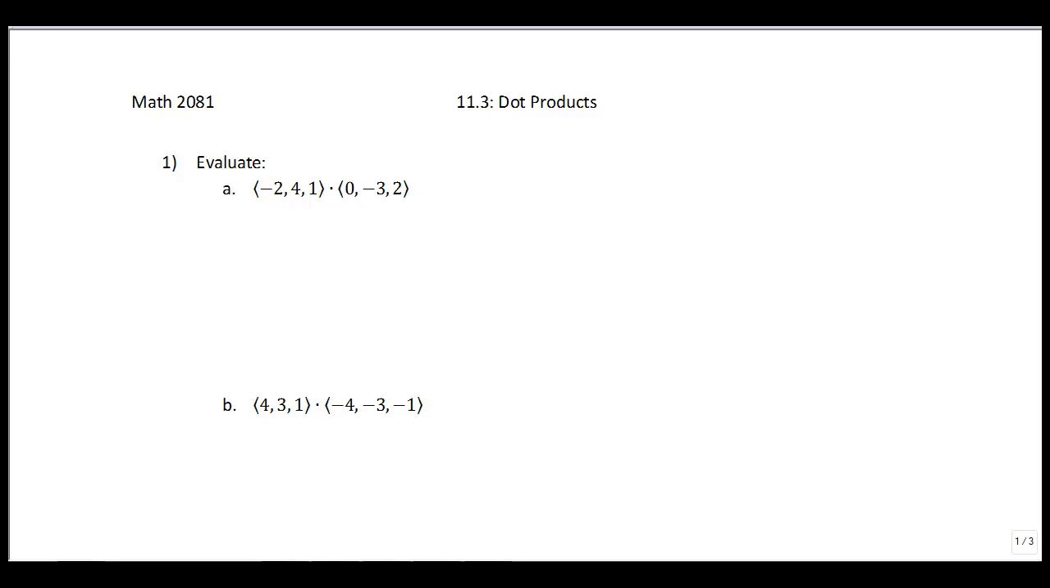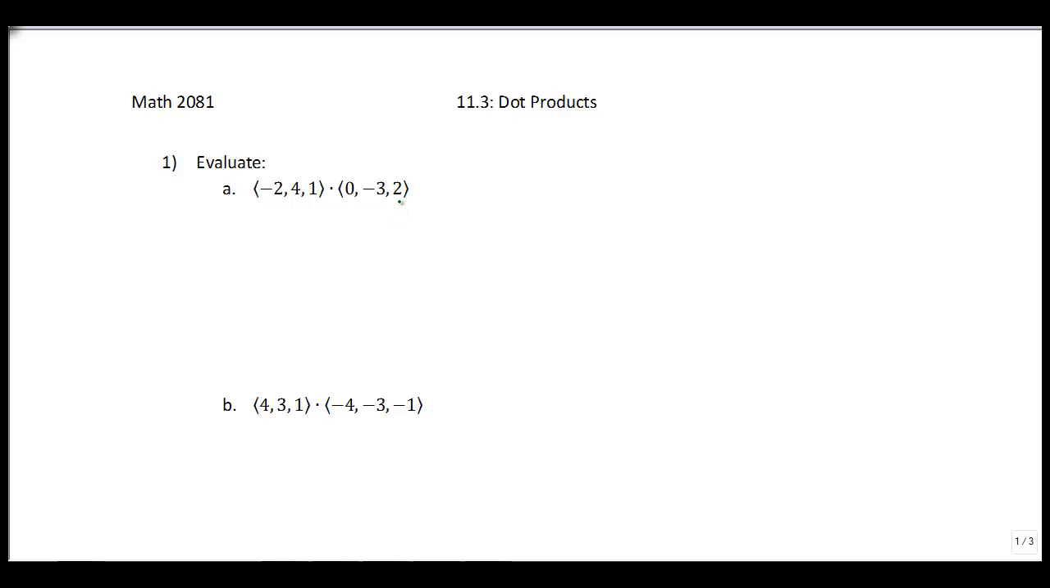So in this worksheet, we're going to do some problems with dot products, generally just sort of basic things, getting used to dot products and how to calculate them. We'll start off here, problem 1. We've just got a dot product of the vector -2, 4, 1, dotted with the vector 0, -3, 2.